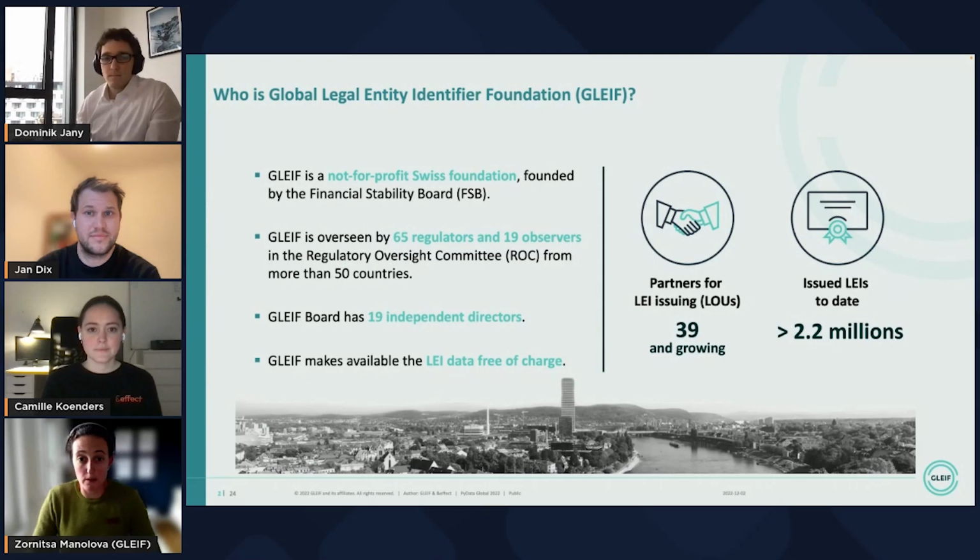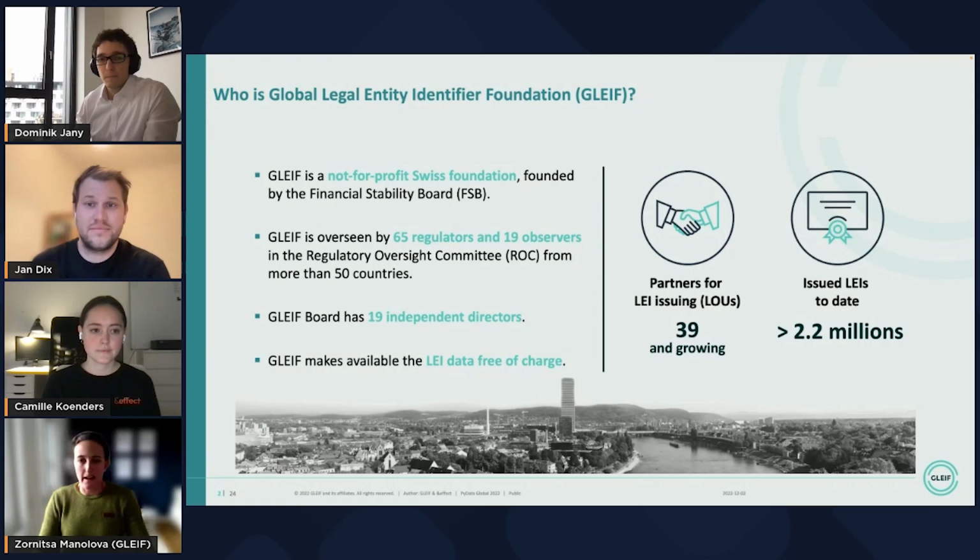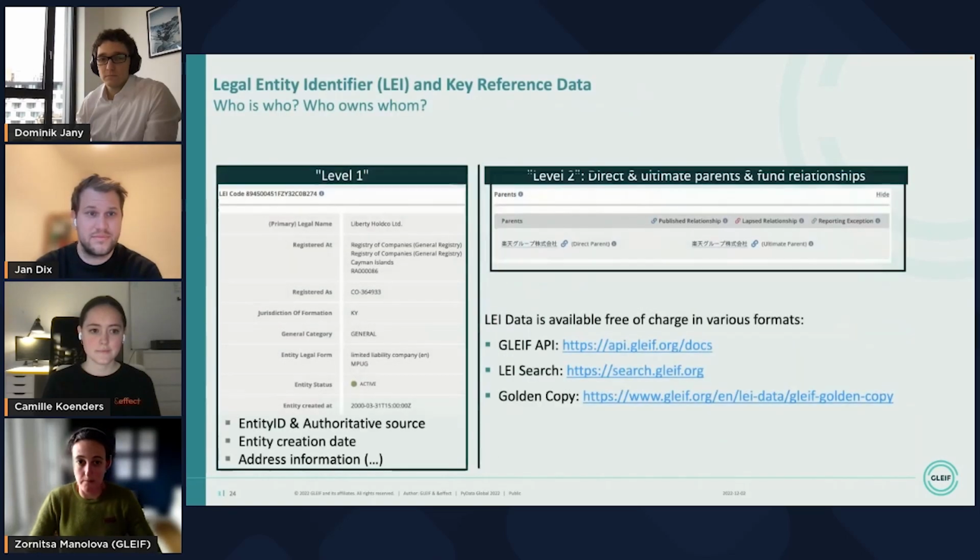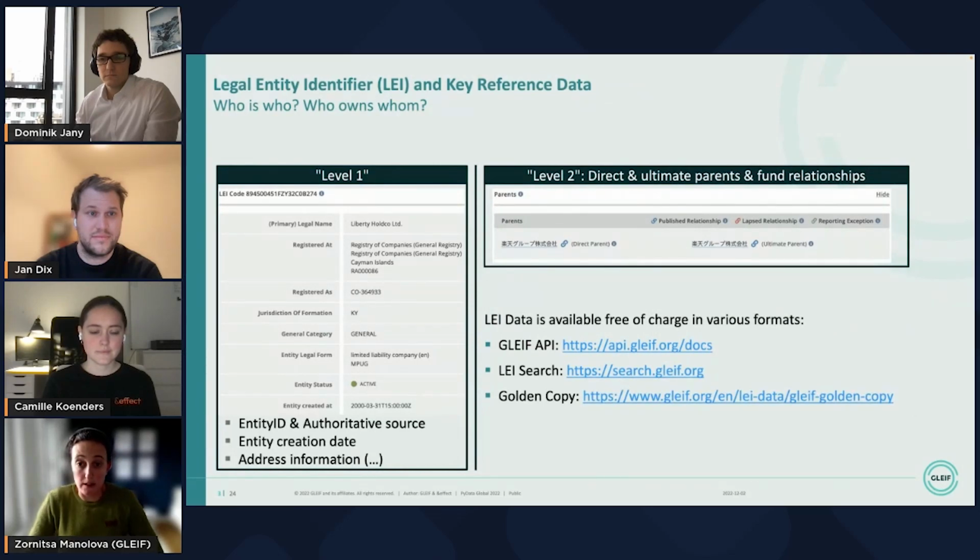Currently, there are more than 2.2 million LEIs issued in the system. But what is an LEI, you will ask? LEI stands for Legal Entity Identifier. It is an ISO standard, a 20-digit alphanumeric code, and connects to legal entities reference data, such as the name, the legal form, the address of an entity, and where it is registered. Furthermore, it provides information about corporate actions, children or parent entities, as well as some fund-specific relationship types.